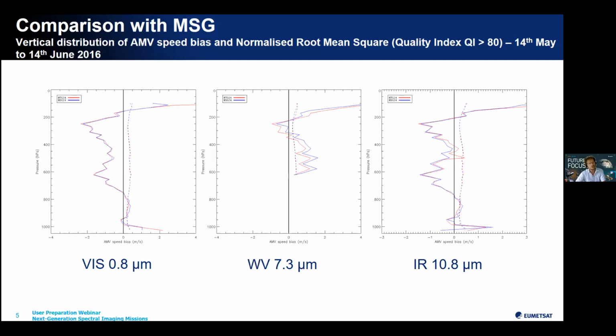This slide shows the vertical distribution of AMV speed bias as a normalized root mean square for the AMVs with a QI larger than 80. You can see the MTG results in red and the MSG result in blue. Like the two algorithms are very similar, we obtain also very similar characteristics and performances, especially for visible and infrared channel. You can see that the performances of MTG seem to be slightly better.